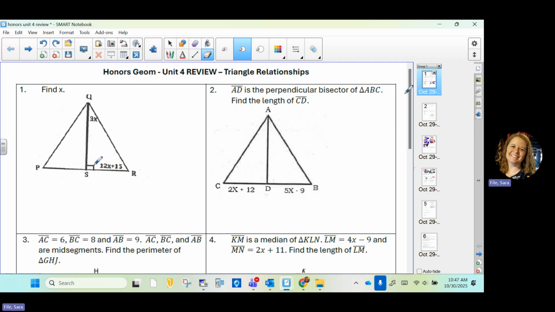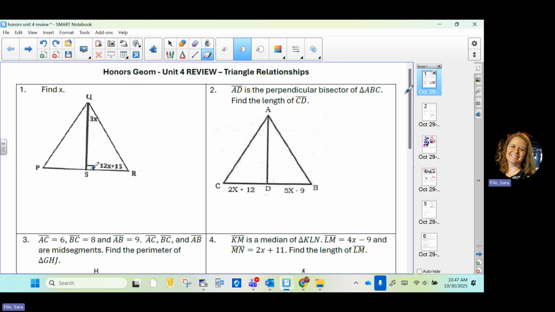It is perpendicular because of the 90-degree angle. You cannot tell me that it's the bisector, though, because they didn't mark these two congruent, and so I can't assume that. But what else could it be if it is perpendicular from the opposite vertex? Altitude? Altitude, good. So that is an altitude.